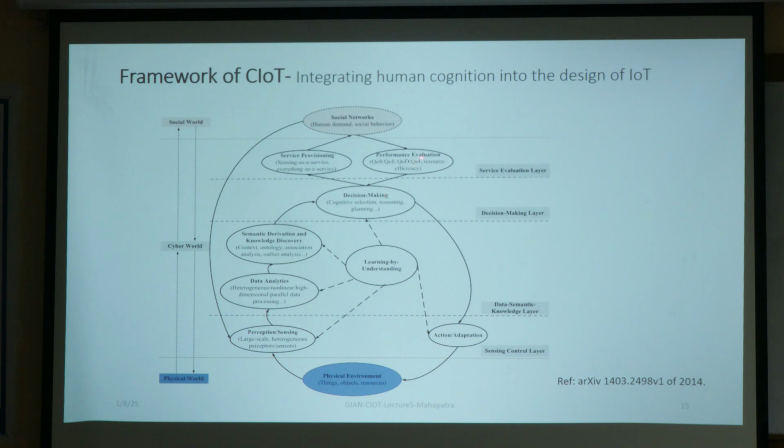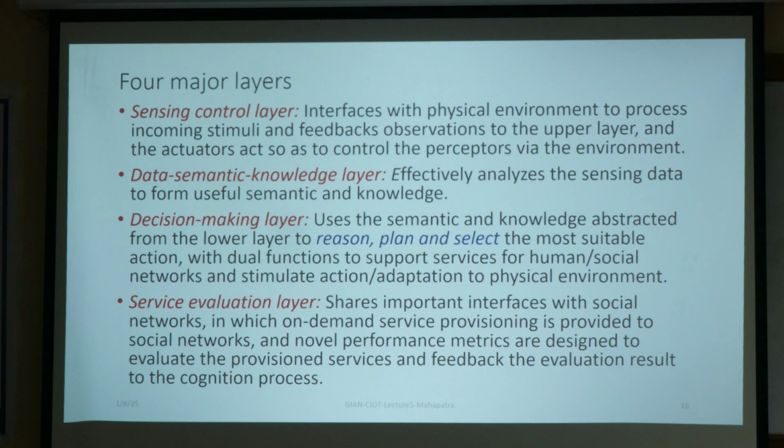At the same time, it also gets output from the top social network layer, or what we call the broad service layer. If the actuation has to happen, it follows this route and is acted on here, or it goes to the service provisions and moves to the social layer. The service evaluation layer shares an important interface with the social network, in which on-demand service provisioning is made, and novel performance metrics are designed to evaluate that layer, where feedback evaluation or an action is to be done at the physical layer.